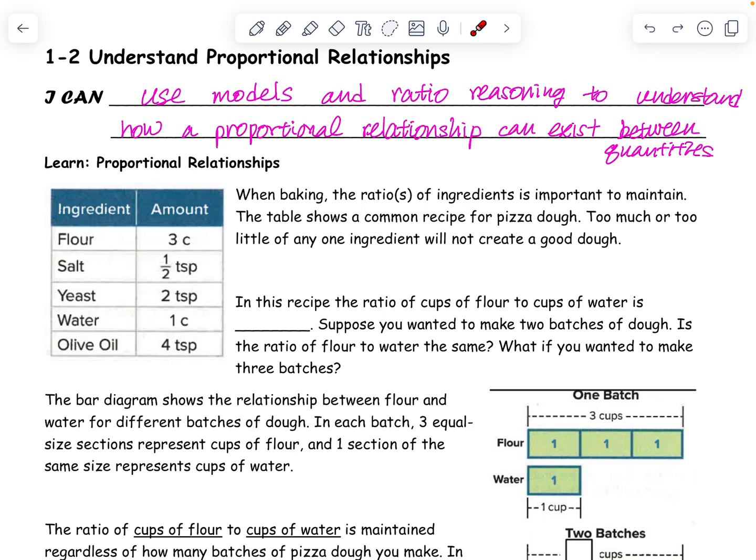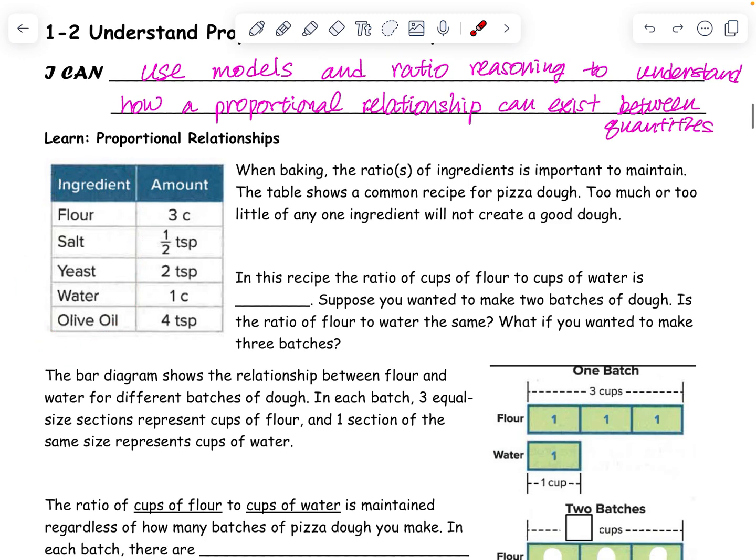Okay, when baking, the ratios of ingredients is important to maintain. The table shows a common recipe for pizza dough. I don't know if you guys ever make a pizza dough yourself, but this is a recipe. You need some flour, salt, yeast, water, olive oil. Maybe you guys have a different recipe, but this is the recipe we're going with. Too much or too little of any one ingredient will not create a good dough. So you have to make sure that you keep a consistent amount of each ingredient.